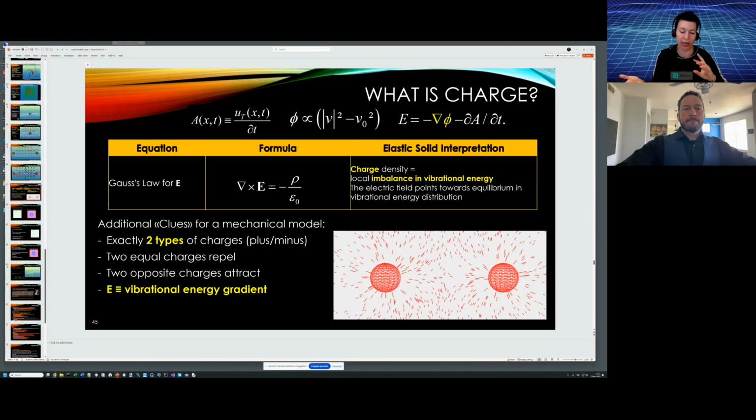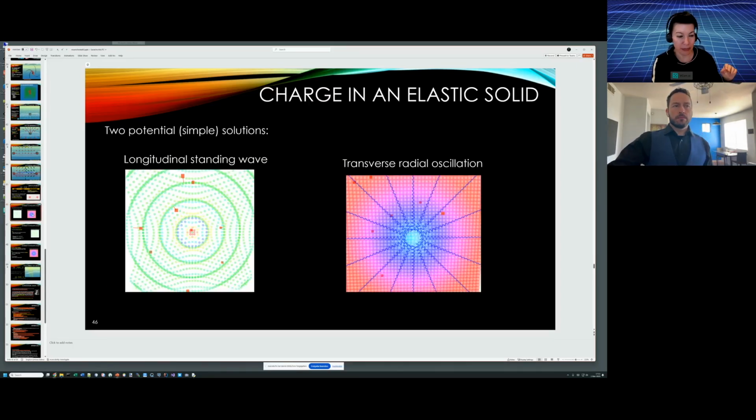Now, we need to have two types, right? We need plus charge and minus charge. Two equal charges have to repel, and two opposite charges have to attract. So the question is, how can we model that mechanically? So far, I have seen there might be more solutions. This is just work in progress. There are two possible solutions that satisfy that, because it has to be spherically symmetrical and have all these properties, plus and minus.